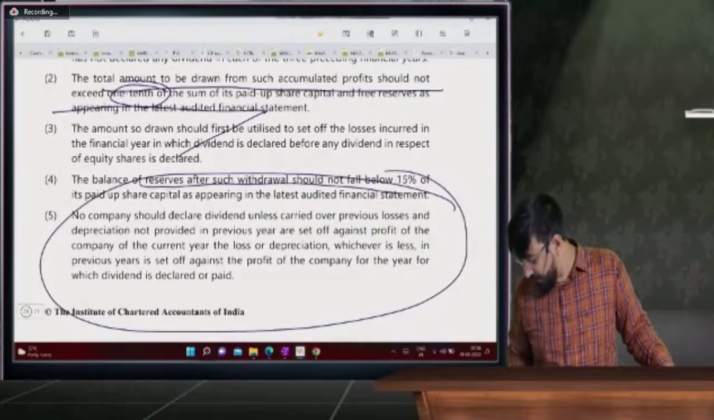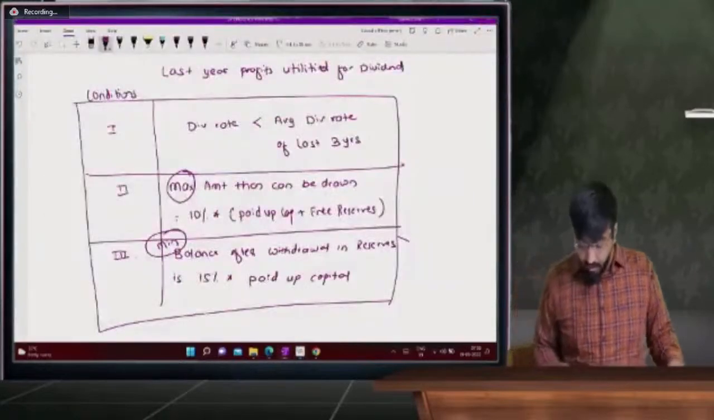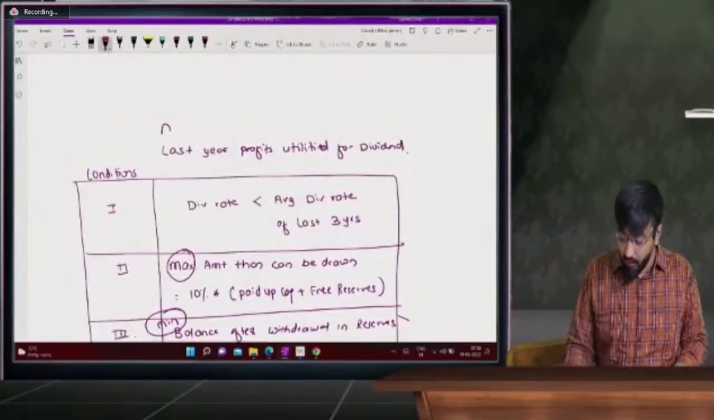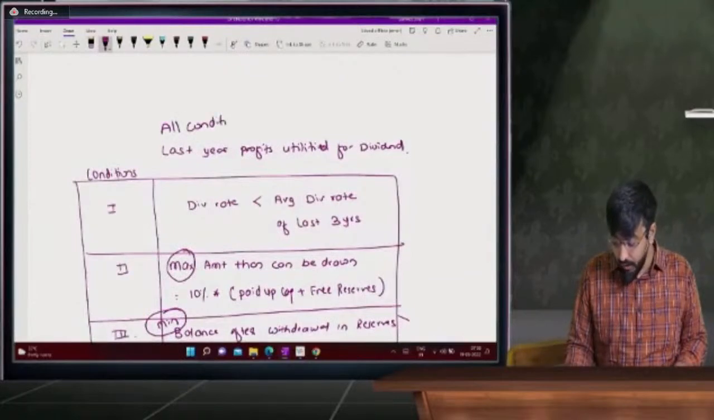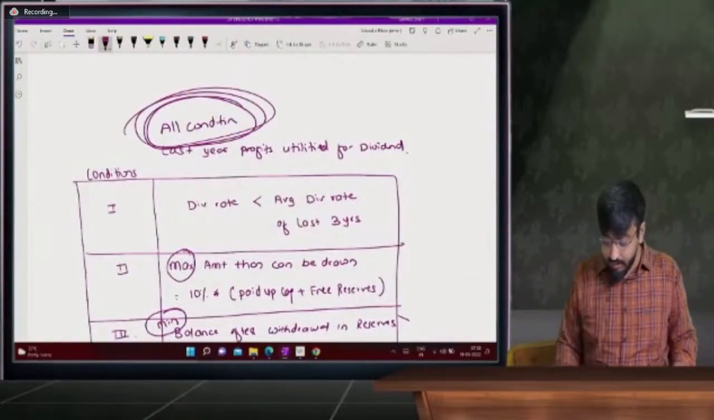Yes, we have to satisfy all these conditions. All conditions, not any one of these, all conditions. So you can write it separately. These all conditions are important.